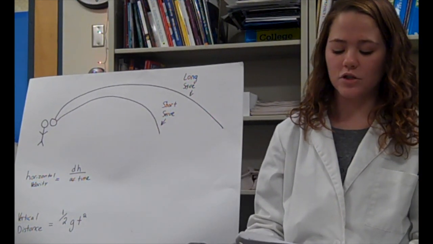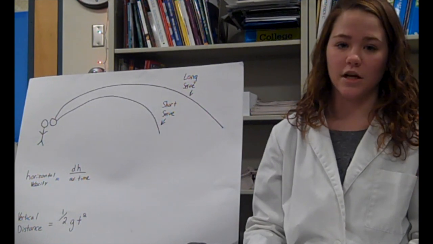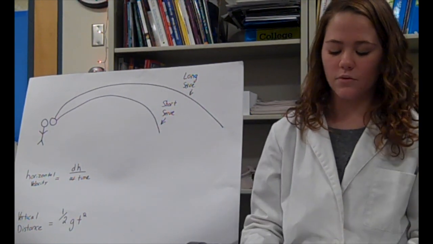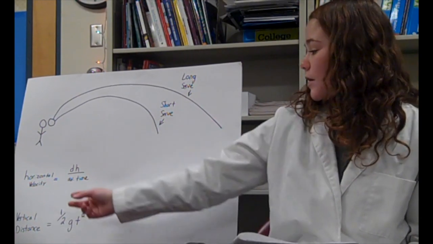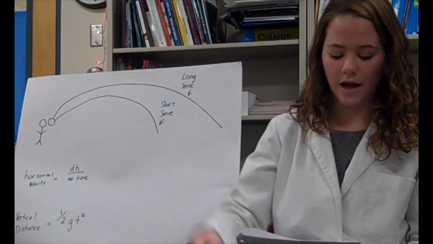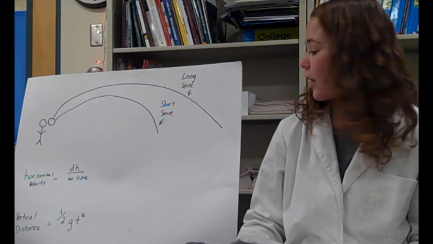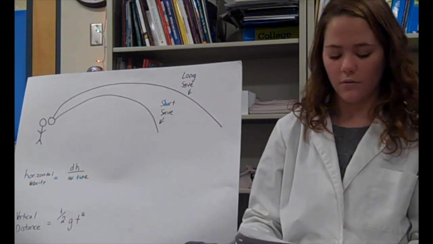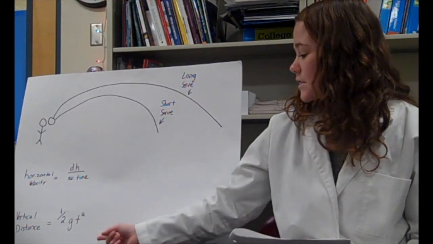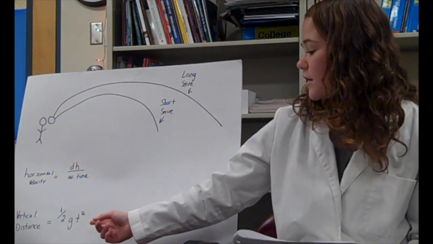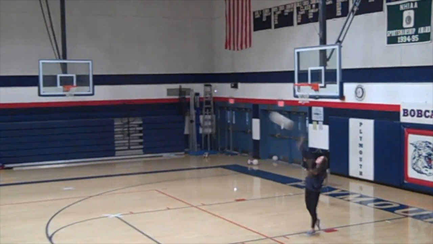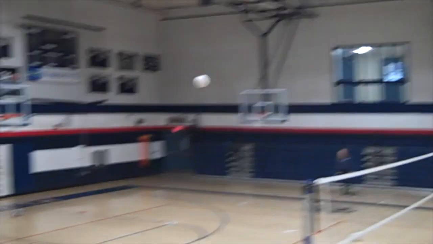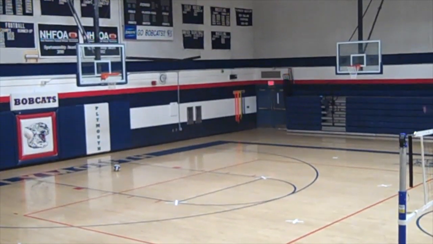In order to find the motion of the volleyball, we need to find the ball's projectile motion. To find the ball's horizontal velocity, we would use the formula VH equals DH divided by average time. And then to determine how far the ball falls vertically, we would use the formula vertical distance equals 1/2 GT squared. First, for the horizontal velocity, we'll measure from where Christina served the ball to where the ball lands in the back of the court.